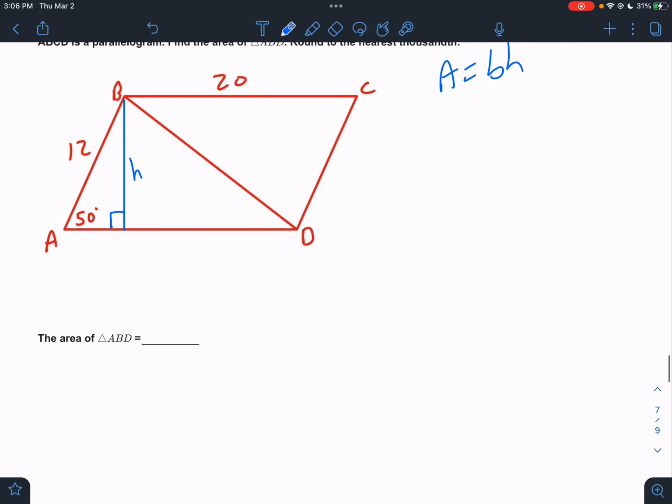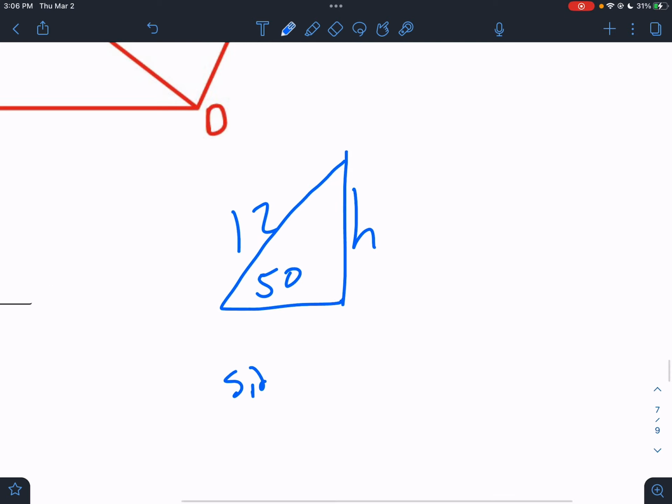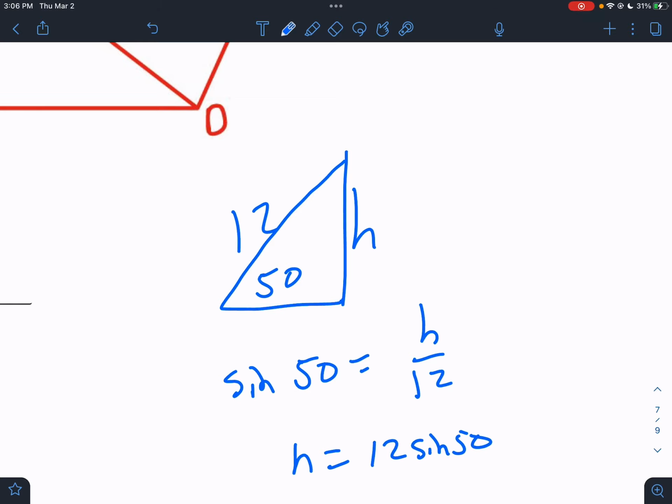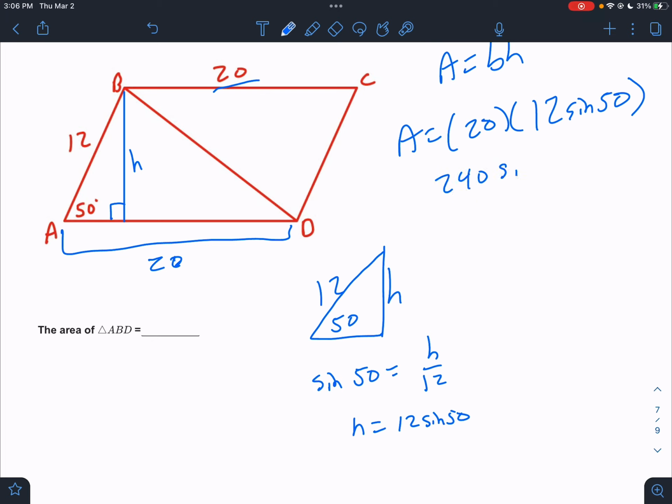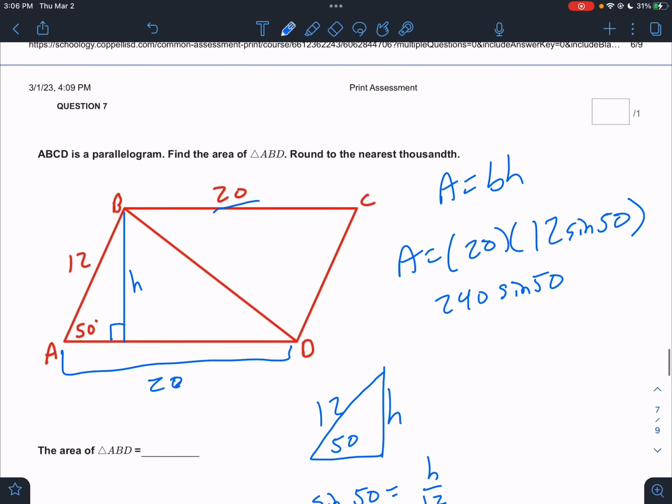So if I'm working on that blue right triangle, I would have 12, H, and 50, and I need H. So that would be the sine of 50 equals H over 12. So H equals 12 sine 50. So the area, and this base would be 20, right? The opposite sides are equal. So the area equals the base 20 times the height 12 sine 50. Well, that'd be 240 sine 50. And that would be the area of the parallelogram.